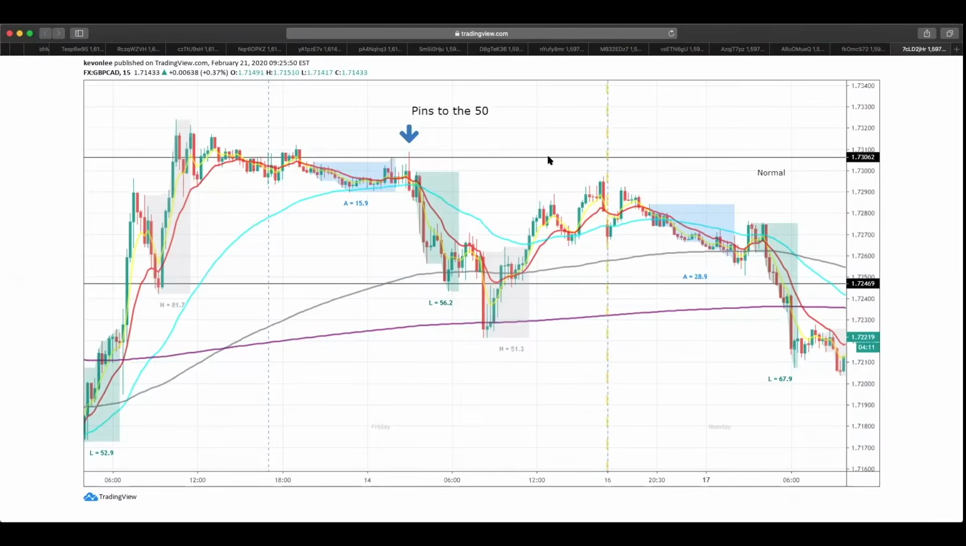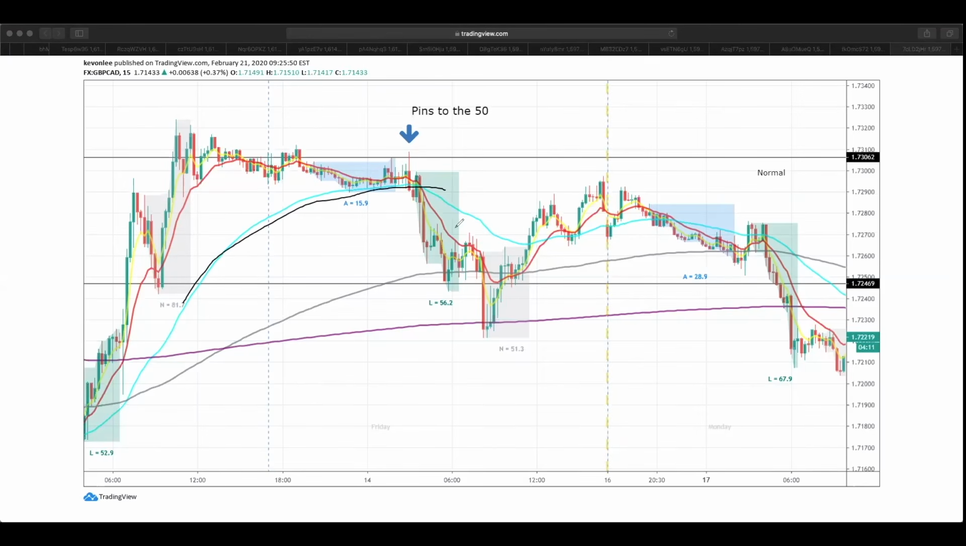All right, so let's take a look at some examples here, just to make sure that we are clear on whether or not it's pins to the 50, 200, or whatever the case may be. On this particular example, would you guys consider this pins to the 50? This is not pins to the 50, and the reason why is because the 50 is right here, right?